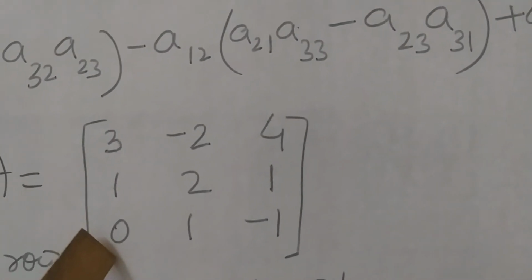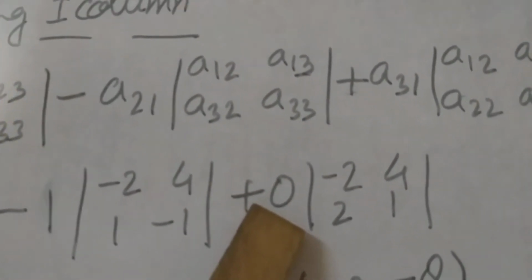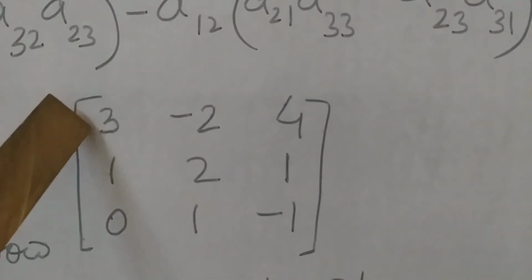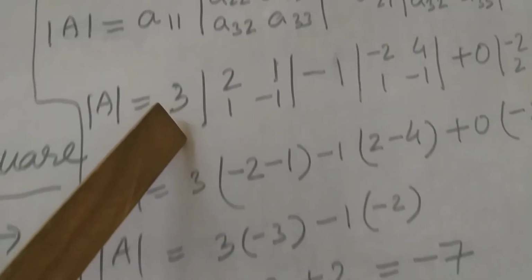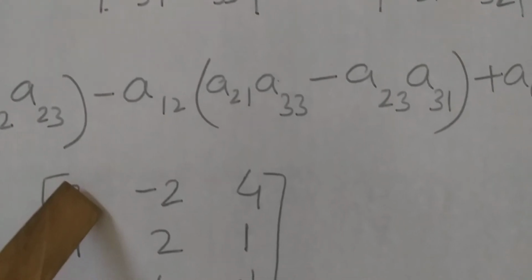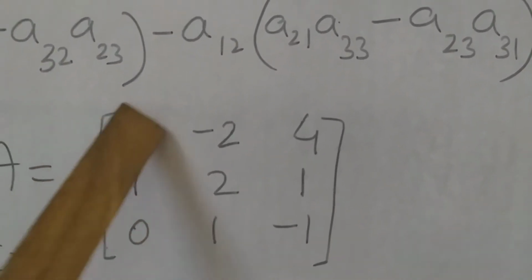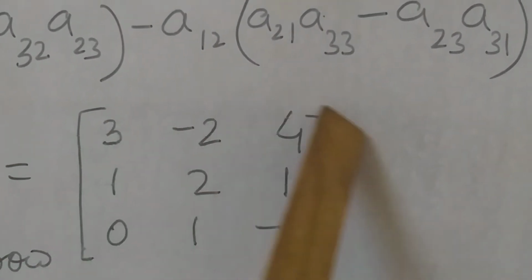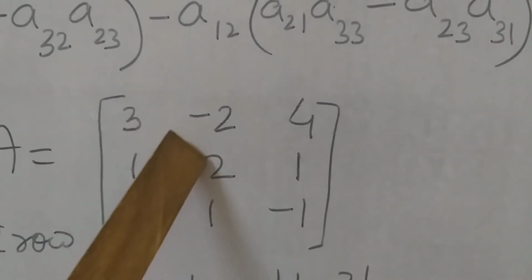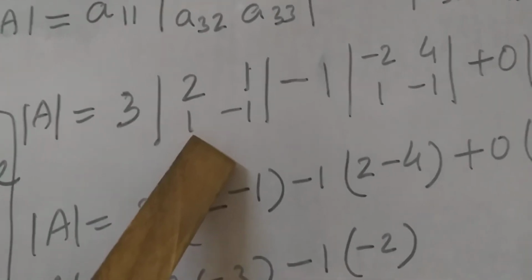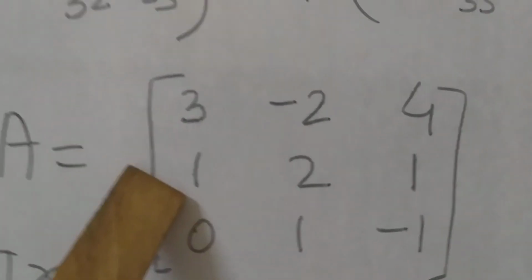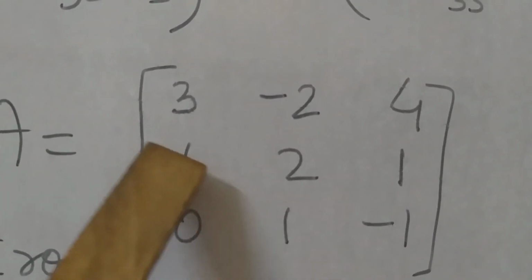And 0 is at position A31. 3 plus 1 is 4, even position. We have to put plus. Correct? So when we write 3 here, then its row and column should be deleted. So the first row and first column are deleted, left elements 2, 1, 1, minus 1. Correct? Now the second element, student, its row and column deleted.